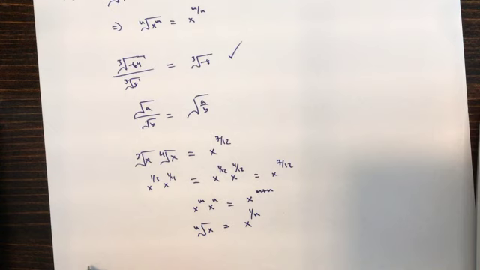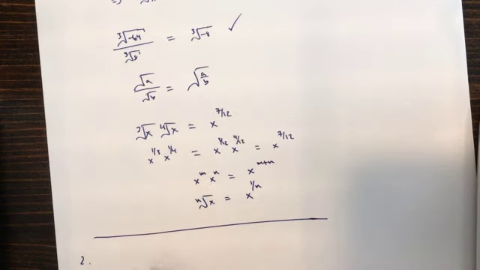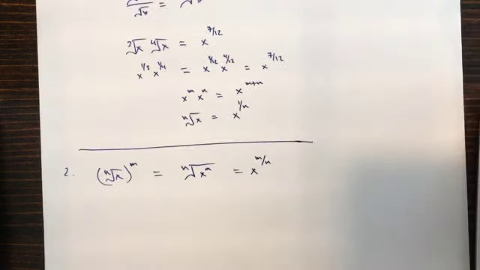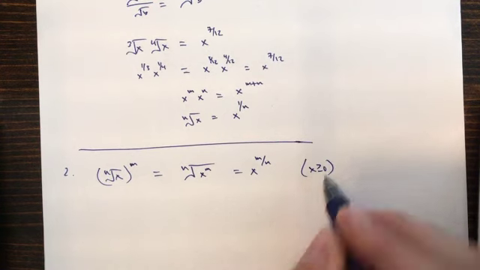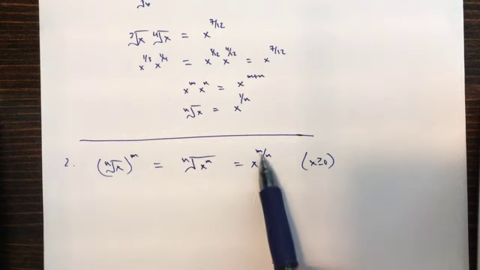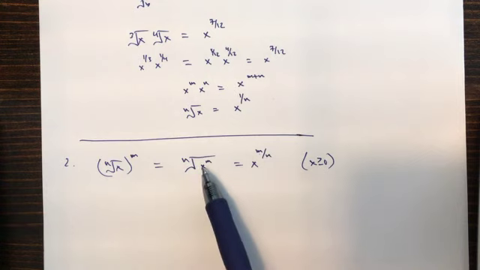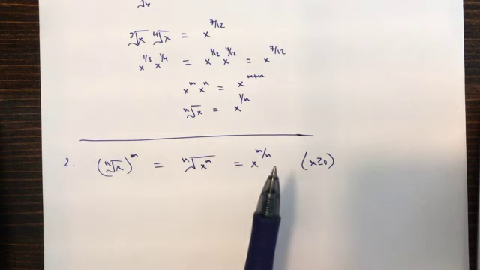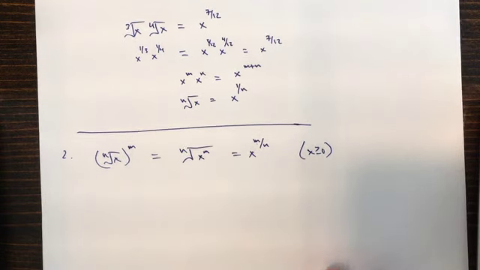Number 2 asks us to explain the meaning of the root of a power theorem, which says that the nth root of x all raised to the mth power is equal to the nth root of x to the mth power, which is equal to x to the m over n. So this is true if x is greater than or equal to 0. So basically what this is saying is that if you have a rational exponent, the numerator is a power and the denominator is a root, and you can either do the power and then the root, or you can do the root and then the power. It is your choice which to do first.